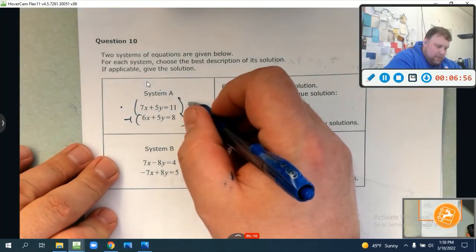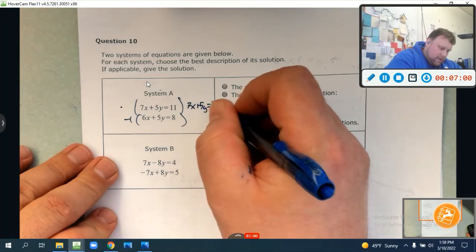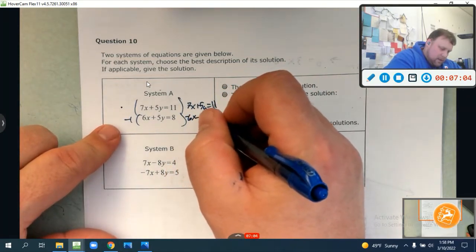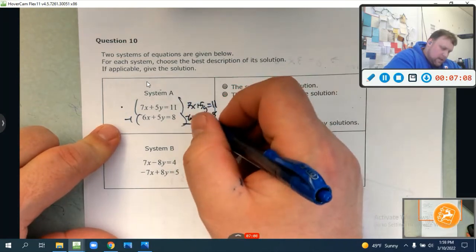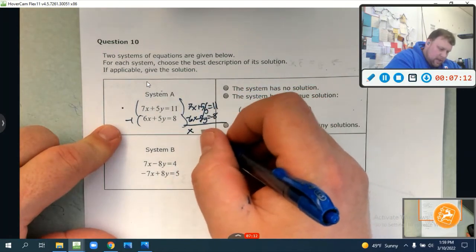And I'm going to end up with, so we still have 7x plus 5y equals 11. That's not changed. But on the bottom, I'll have negative 6x minus 5y equals negative 8. Boom, watch this. Add those down, I end up with x, those cross out, equals 11 minus 8, which is 3.